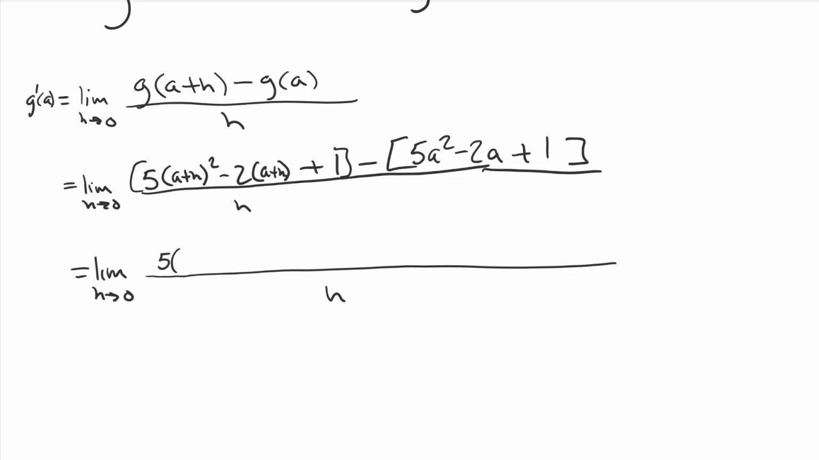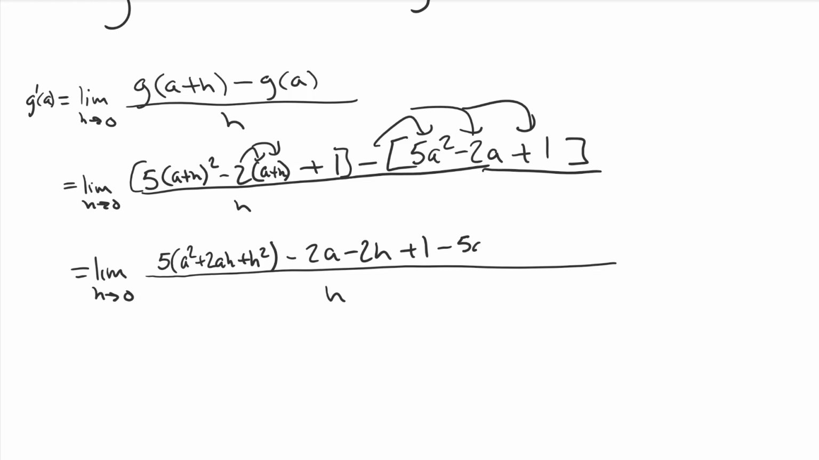So a plus h all squared, that's a squared plus 2ah plus h squared. I'm not showing that. Just write it twice. A plus h times a plus h and FOIL. Minus 2a minus 2h plus 1. Bring your negative through. Minus 5a squared plus 2a minus 1. Shoot, we still got to bring all this in. Is your hand hurting yet if you're following along with me?